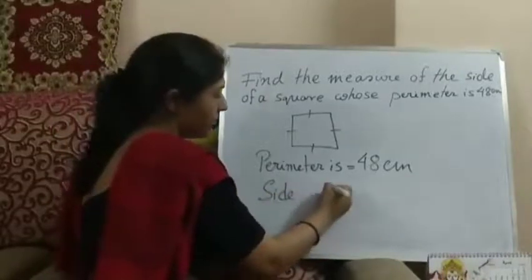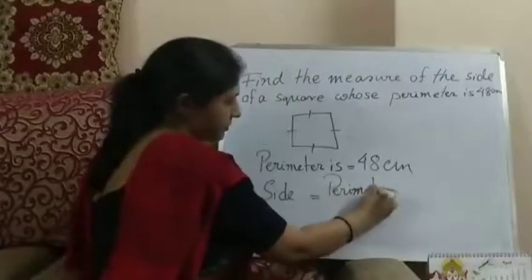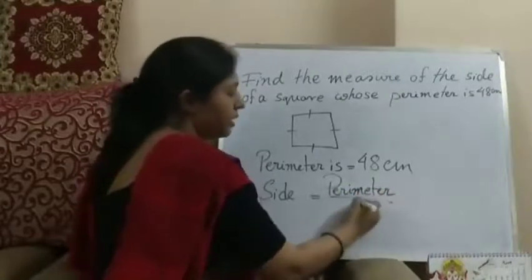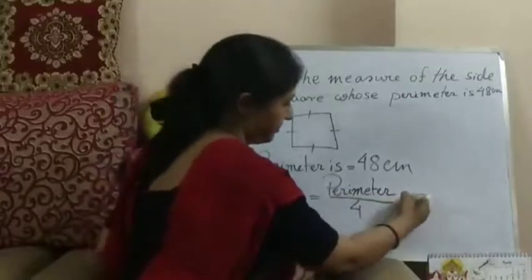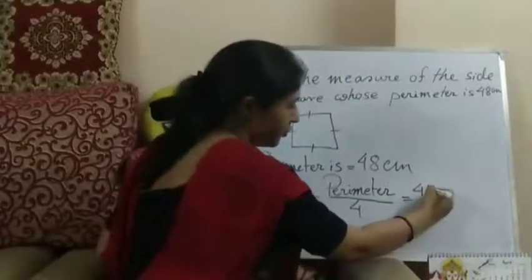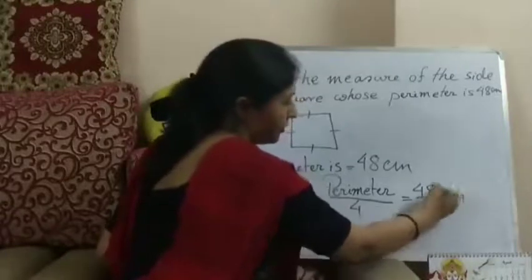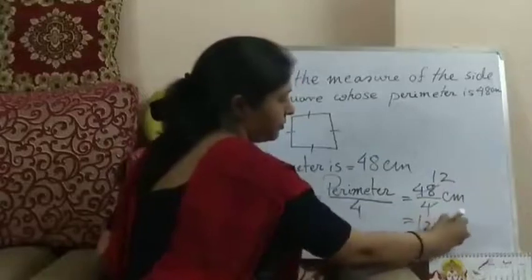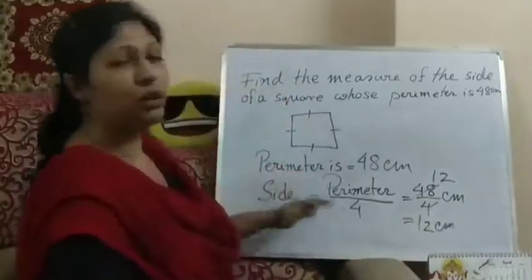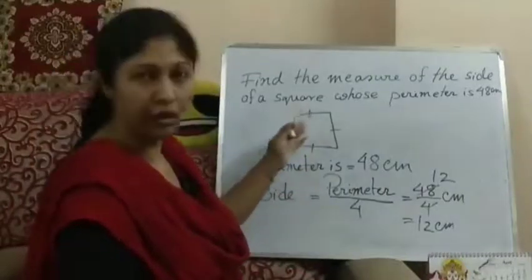So how will we find the side? Perimeter divided by 4. 48 centimeter divided by 4. This is the way we can easily get the edges of a square.